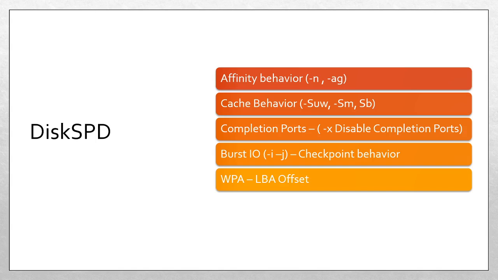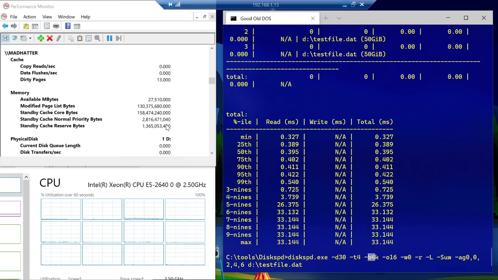So our second feature today is caching behavior. There is a lot of caching involved in Windows and storage. We have the file system caching, the storage controller caching, and the SSD caching. So that's a really important thing to understand. What are you doing here?